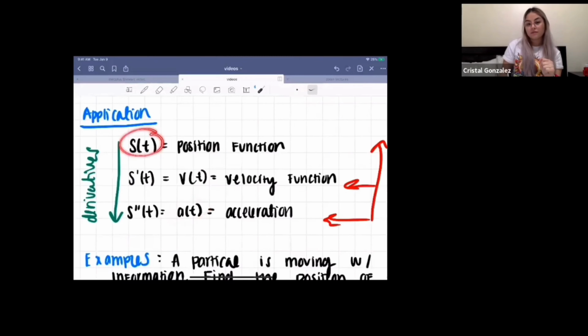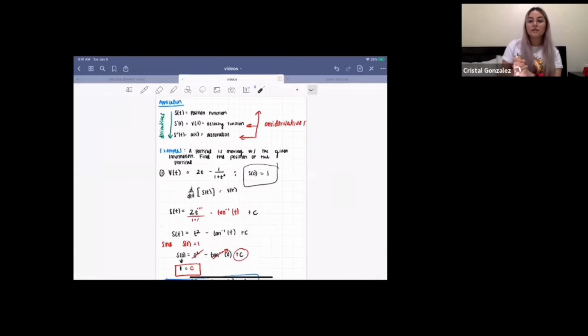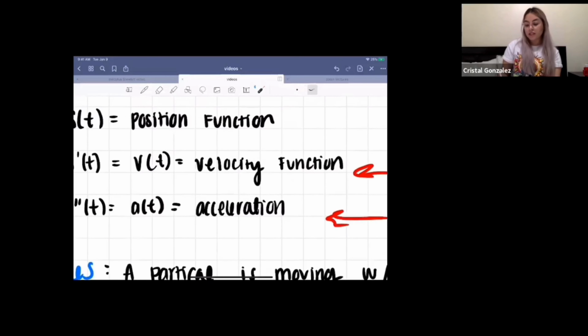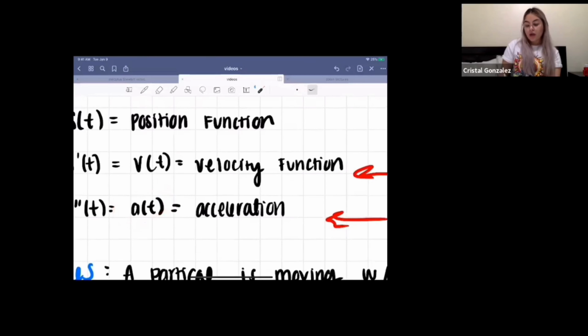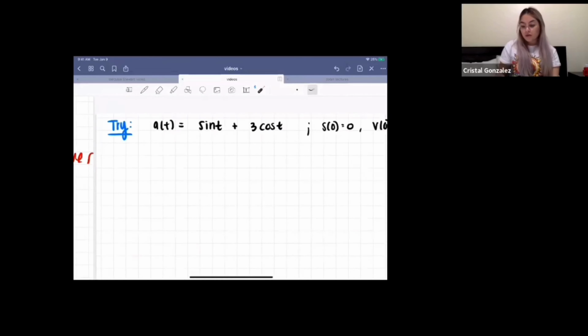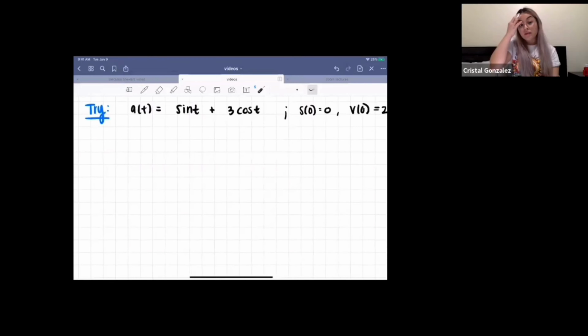Okay, so let's do that. Hopefully you realize that you're going to have to take the antiderivative of A of t. When you take the antiderivative of A of t, you get V of t. But that's still not S of t, so you're going to have to take the antiderivative of V of t to get S of t. So let's go ahead and do that. Since my derivative with respect to t of V of t gives me A of t, I know that I have to take that antiderivative.